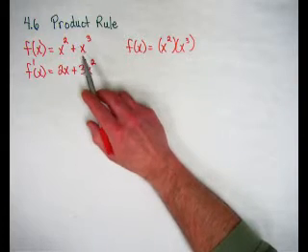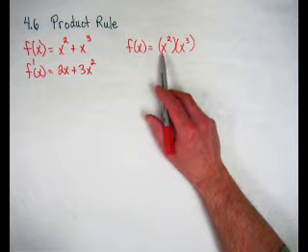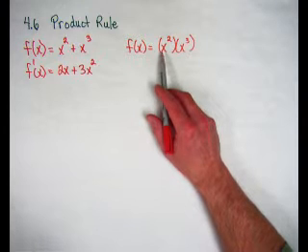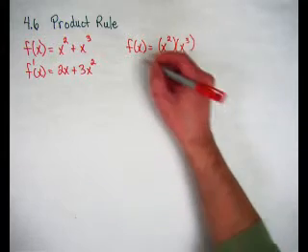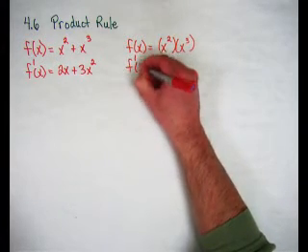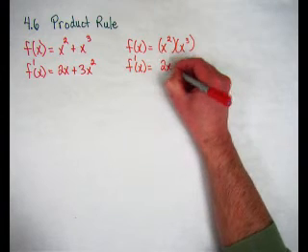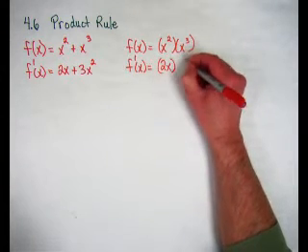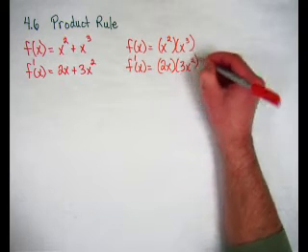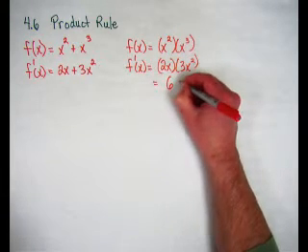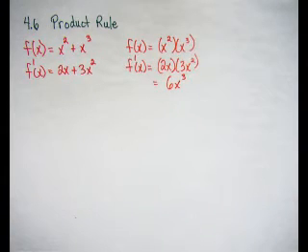Having just seen the sum and difference rule, there'd be a tendency to think, well, why not just do the same thing? Why not just take the derivative of x squared and take the derivative of x cubed? So if we went f prime of x equals the derivative of x squared, which would be 2x, times the derivative of x cubed, which would be 3x squared, we would get the answer 6x to the 3. Now the question is, is that the right answer?